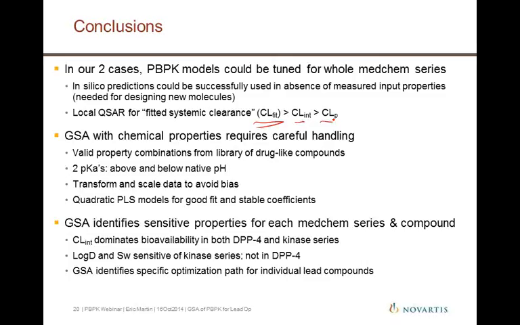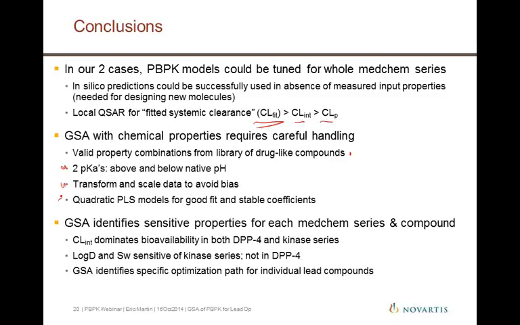We were able to ensure valid property combinations by taking the combinations from a library of drug-like compounds. We found we could get around the problem of too many ionizable groups by picking just the pKa's above and below the native pH. Each property had to be examined in order to find the right transformation and scaling of the data to avoid bias so that the coefficients could be interpreted, and a quadratic partial least squares regression model gave a good fit and gave stable coefficients and got around problems of correlation among the input properties and the instability that causes among the coefficients.